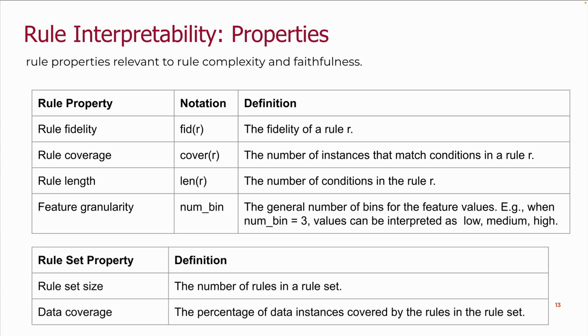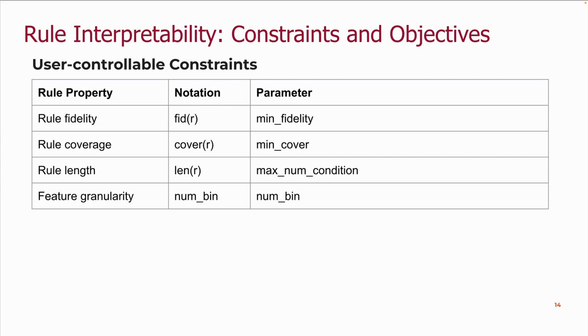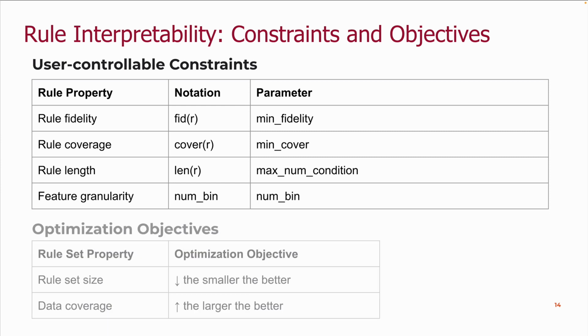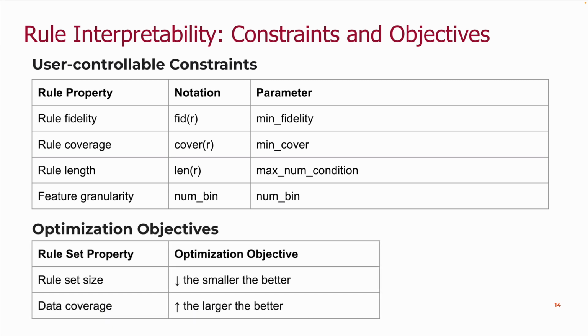including rule set size and data coverage. To quantify users' preferences, we allow people to apply constraints on the rule level properties. For example, the minimum fidelity each rule should reach, or how many data samples a rule should at least cover. Also, the maximum number of conditions the user prefers, as well as the number of bins they want to apply to each feature. As for the rule set properties, we use them as optimization objectives. That is, we want to use as few rules as possible to cover as many data samples as possible.